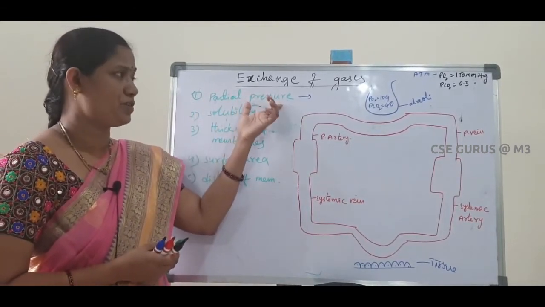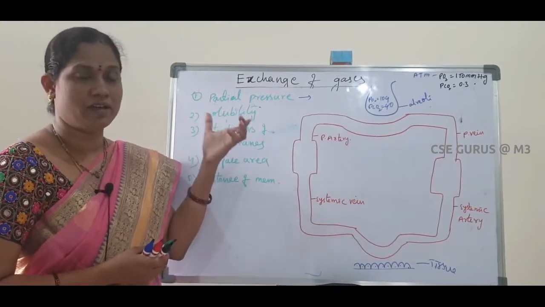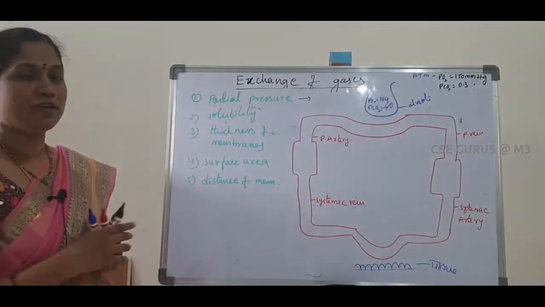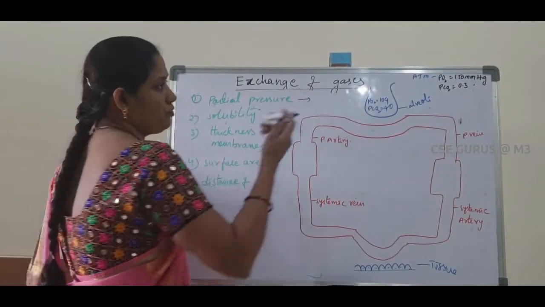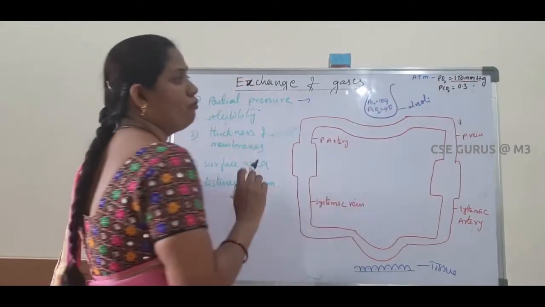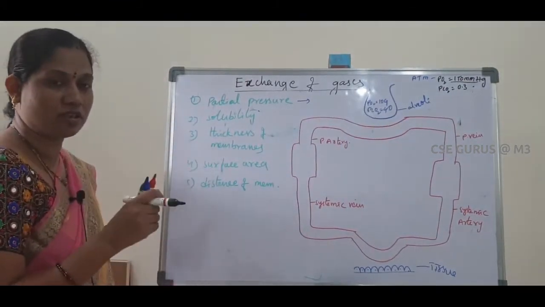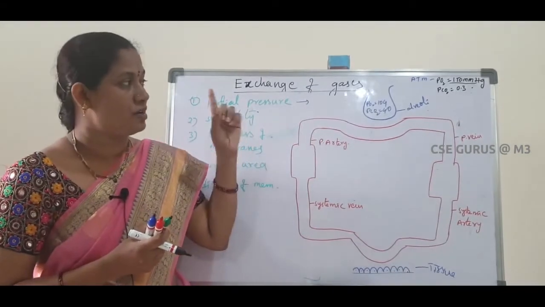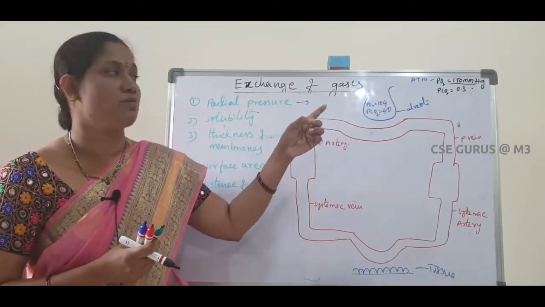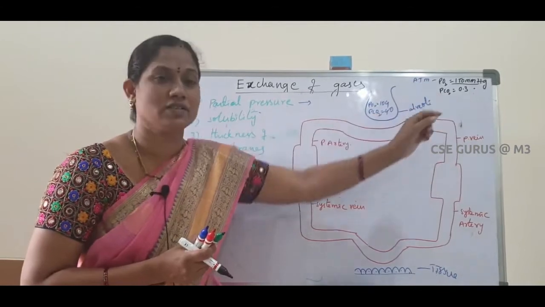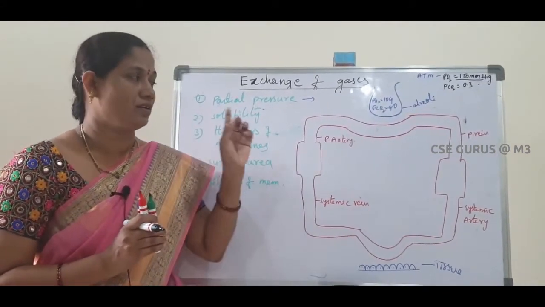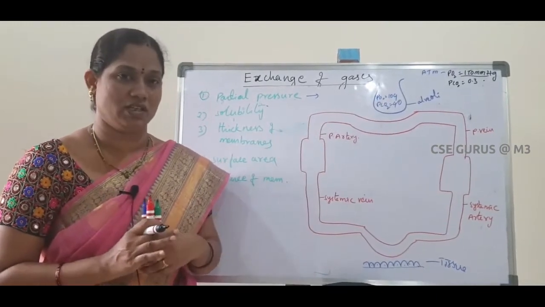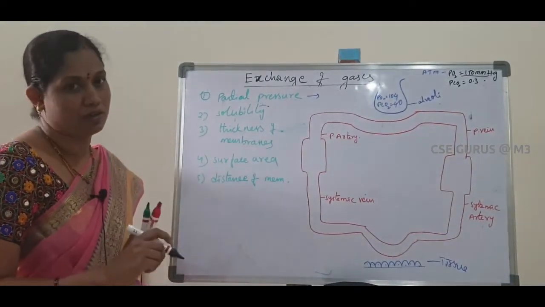Partial pressure means the pressure of a gas in a mixture of gases. Normally in the atmosphere, the partial pressure of oxygen is maintained at 150 mmHg. mmHg is the unit of partial pressure of gases. The partial pressure of carbon dioxide is 0.3 mmHg. These values are for atmospheric air.